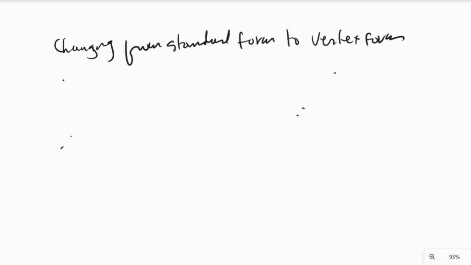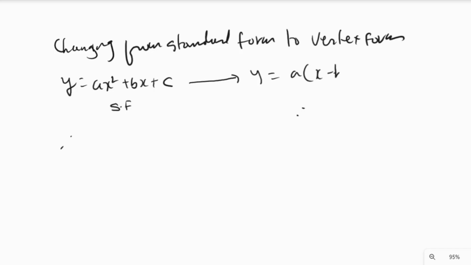Okay, so if I have y equal to ax squared plus bx plus c, which is a standard form, I'm changing this one to y equal to a(x minus h) squared plus k, which is a vertex form. It's called vertex form because the vertex is (h, k). So when we are in standard form, we can find only the y-intercept, which is c. If it is in vertex form, we can find the vertex, which is (h, k).